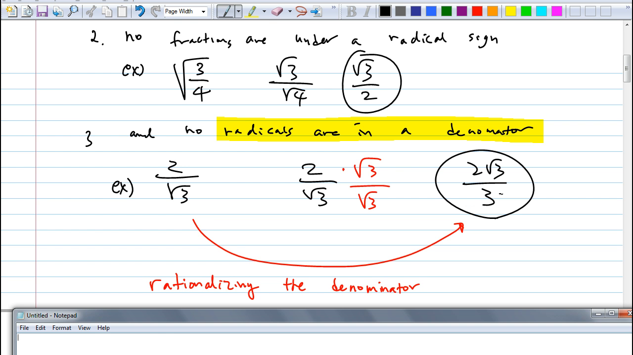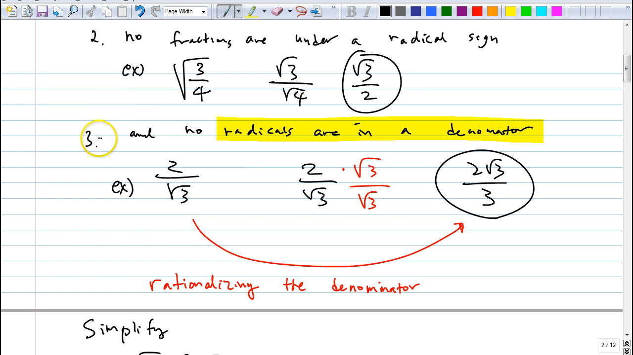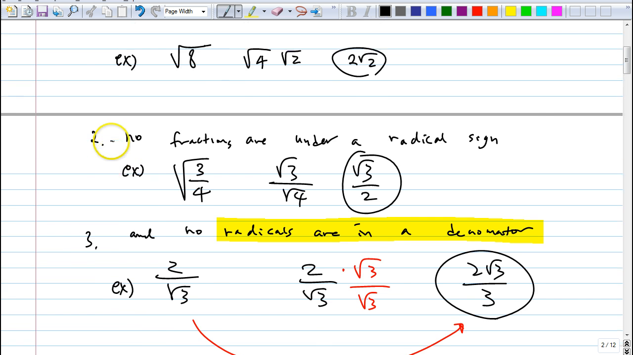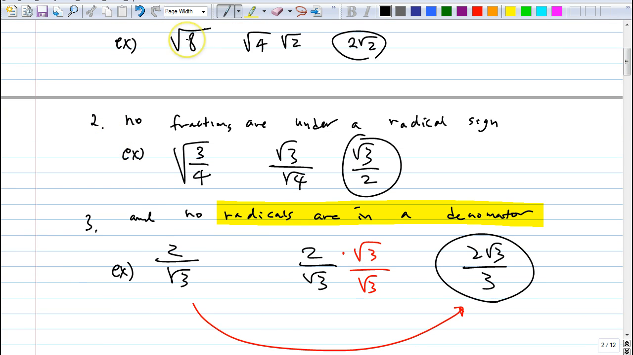You guys remember these rules? So there were 3 rules. Whenever you simplify radicals, first you got to make sure that the radicand doesn't have any factors of perfect square. If it does, you simplify.